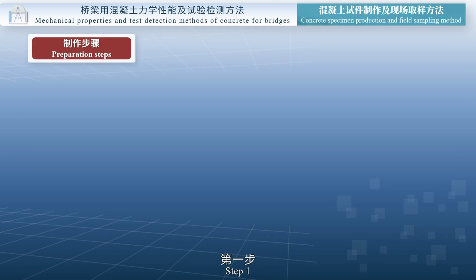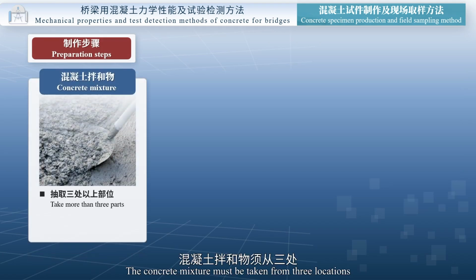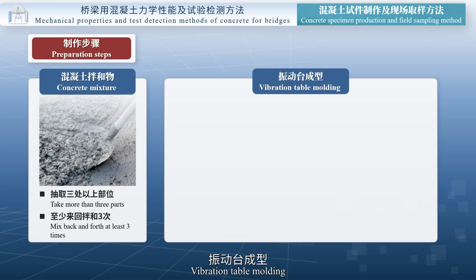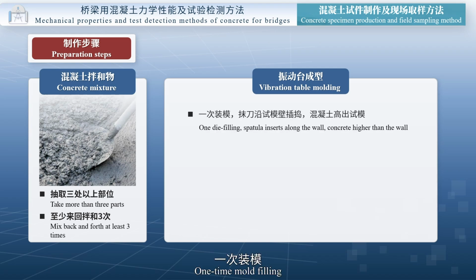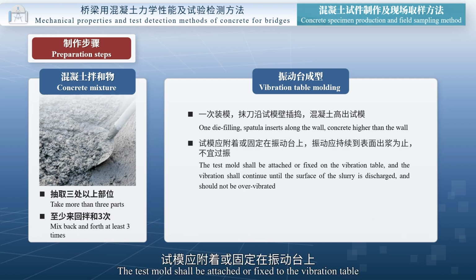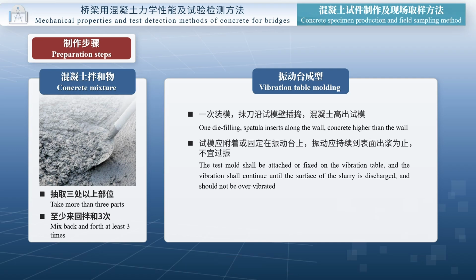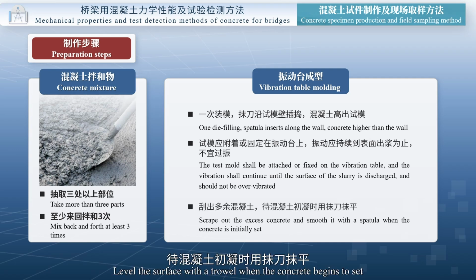Preparation steps. Step 1. The concrete mixture must be taken from 3 different locations, and mixed back and forth at least 3 times with a shovel. Step 2. Vibration table molding. Fill the mold in one go. Insert and compact with a trowel along the wall of the test mold, with the concrete above the mold. The test mold shall be attached or fixed to the vibration table. Vibration should continue until the surface exudes slurry, and should not be over-vibrated. Then scrape off excess concrete and level the surface with a trowel when the concrete begins to set.